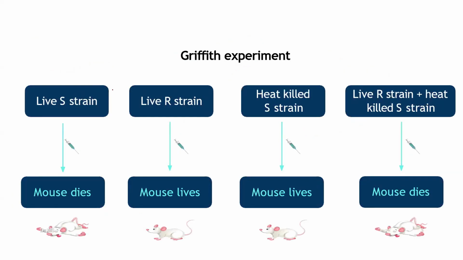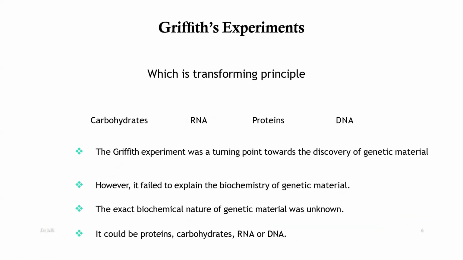So see here, live R strain, mouse lives; live S strain, the mouse dies; heat-killed S strain, mouse lives. But when you add the live R strain with the heat-killed S strain, the mouse dies. So now the question is, what is this transforming principle? Is it a carbohydrate? Is it RNA? Is it a protein? Or is it DNA? We don't know the chemical nature of this transforming principle. So we need to find out which one it is.